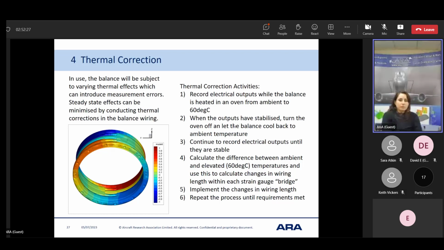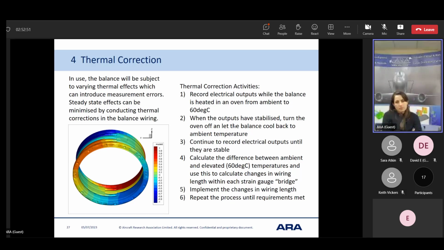We do this by placing the balance into an oven and heating the balance to 60 degrees C. We take balance readings over time until the balance zero outputs settle at 60 degrees C. Now this is our hot reading. We then let the balance cool back down to ambient temperature and take an output reading once it's stable at ambient, and this is our cold reading. This gives us a thermal drift output.